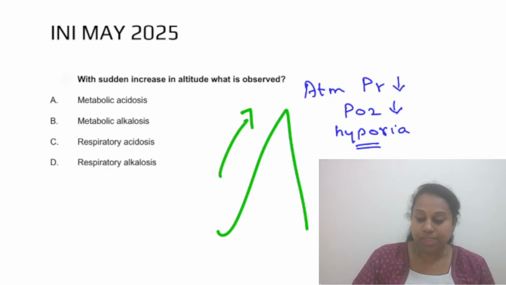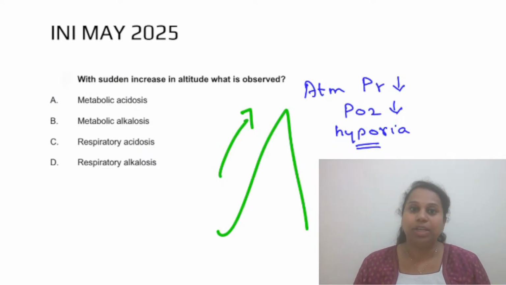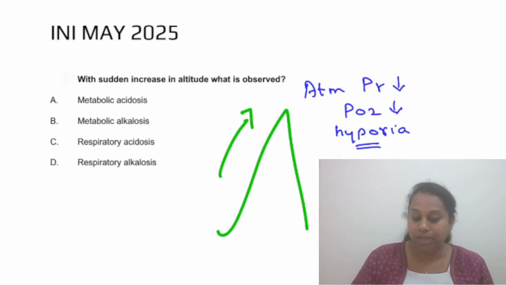This hypoxia stimulates the peripheral chemoreceptors. Once they are stimulated, immediately we do more breathing. There is an increased response of breathing. So you begin to hyperventilate. You breathe more when you are on top of a hill. So this is called hyperventilation.